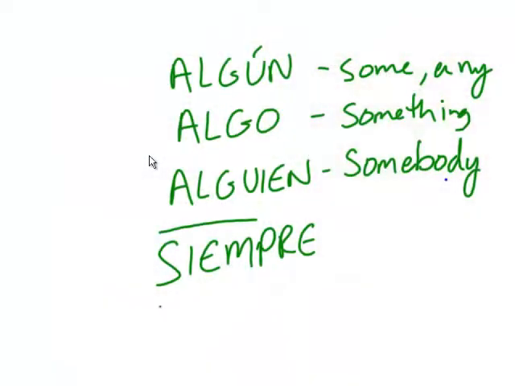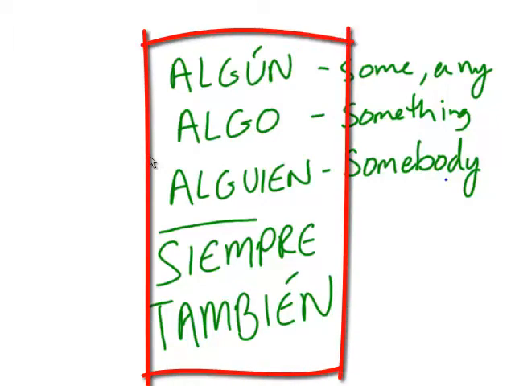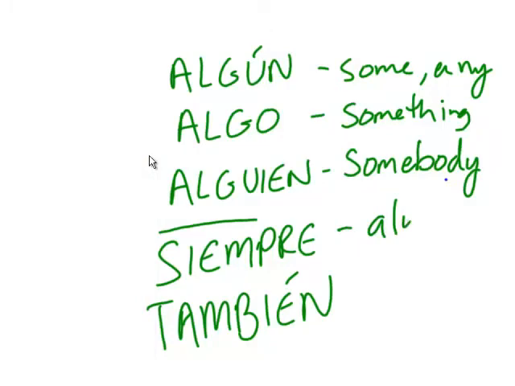And then our last one is something that you had in Spanish 1, so we won't spend much time on that. También, also. So, algún, algo, alguien, siempre, también. And I might as well write out here that this is always. Okay. Siempre tenemos exámenes en la clase de español.